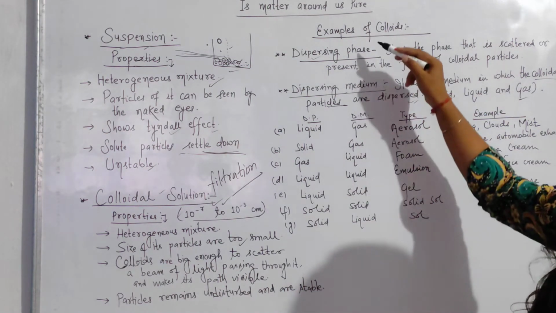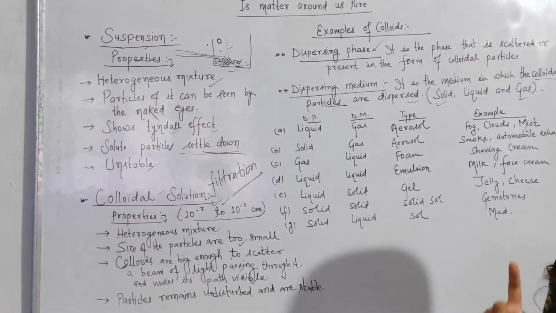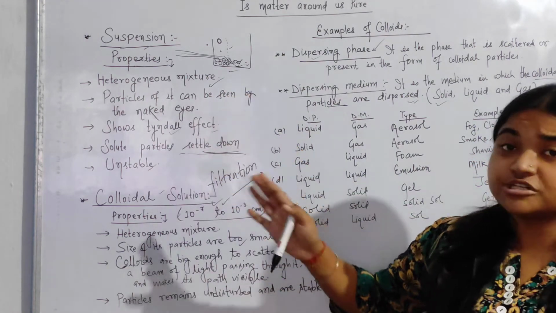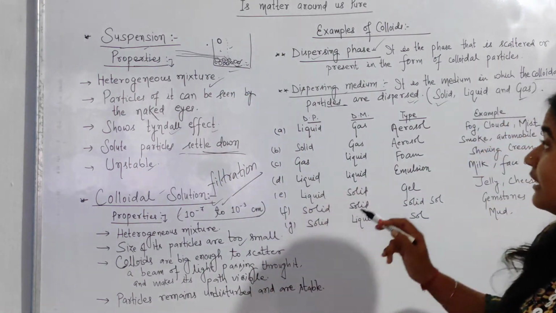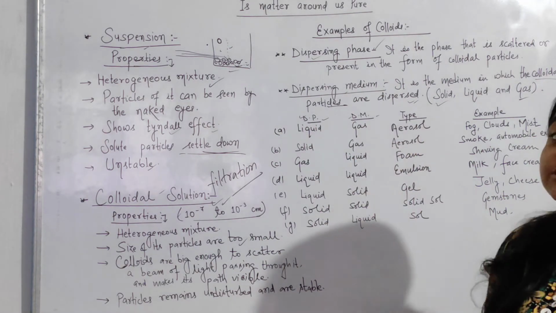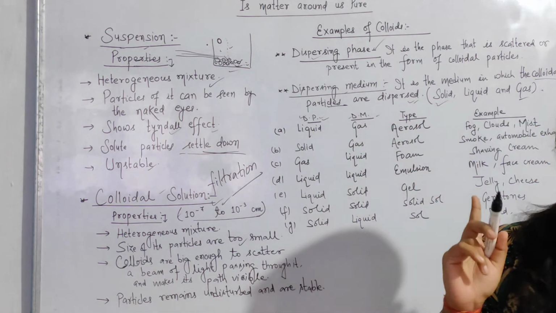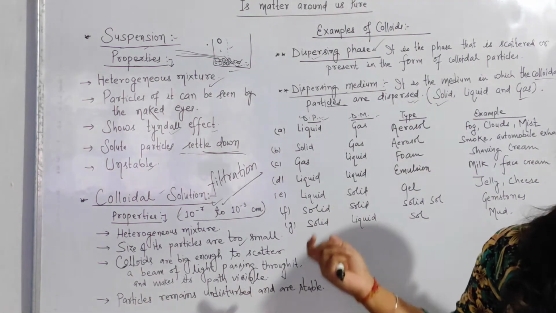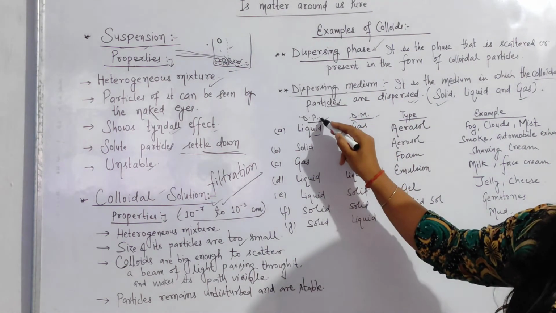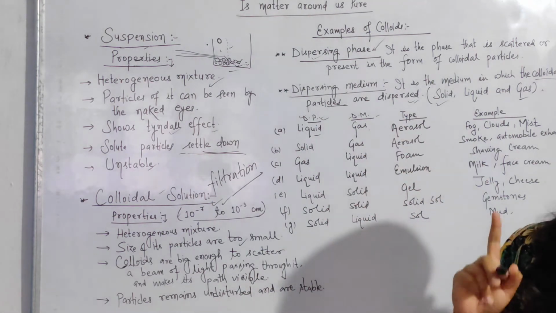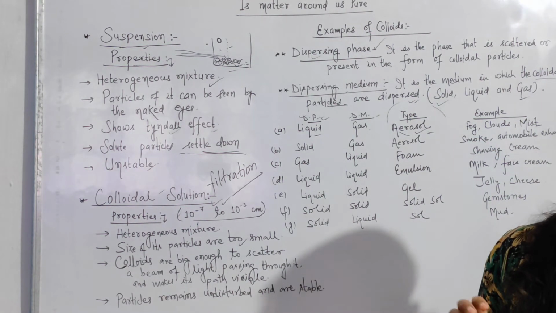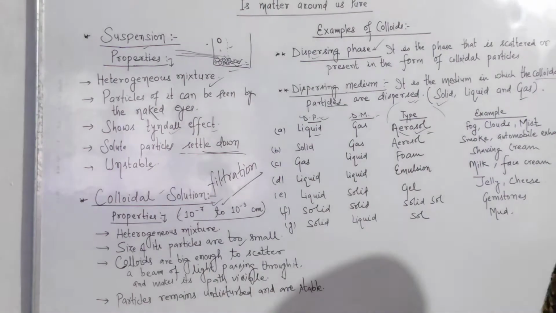Now whenever we are talking about the examples of colloids, we know very well that we are going through the lecture on mixtures, isn't it? So here two things would be there. One is the dispersed phase and second is the dispersed medium. So let us discuss one by one. First, when liquid is the dispersed phase and gas is the dispersed medium, which type of colloid will we get? That is aerosol.